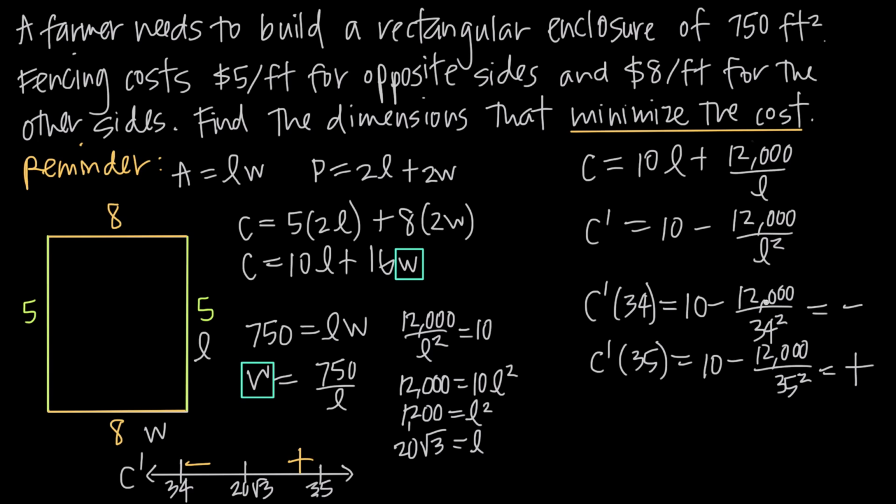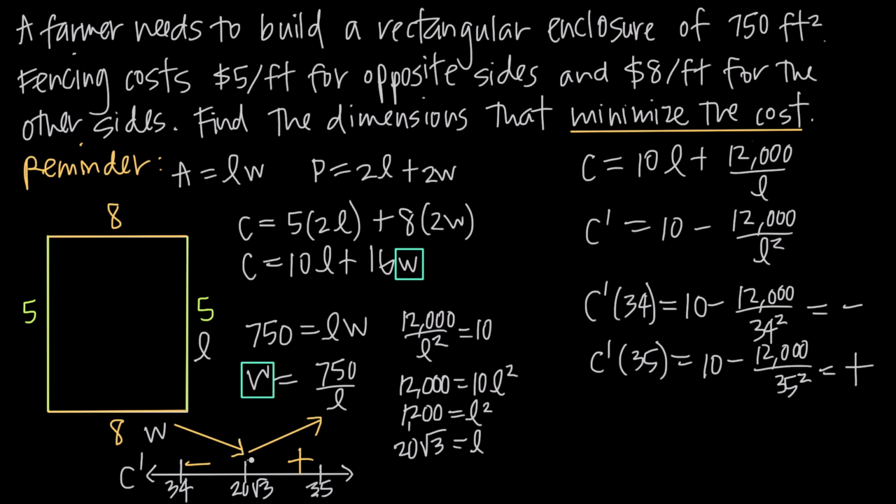C prime of 34 was negative. In other words, the derivative was negative. When the derivative is negative, the original function is decreasing. So let's go ahead and draw the original function here, decreasing. C prime of 35 was positive, which means the derivative was positive. And when the derivative is positive, the original function is increasing. So we can go ahead and say decreasing, increasing.